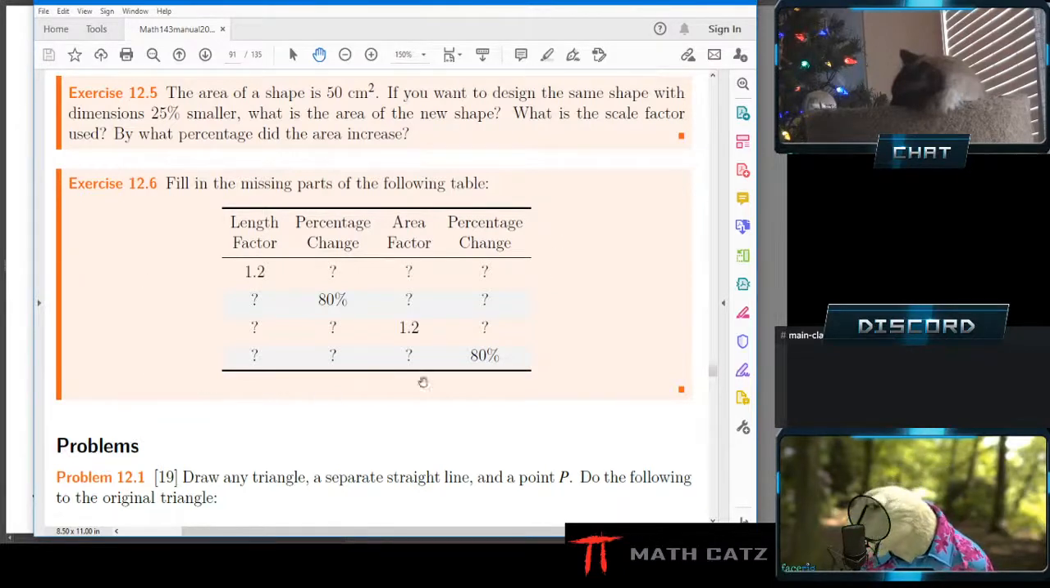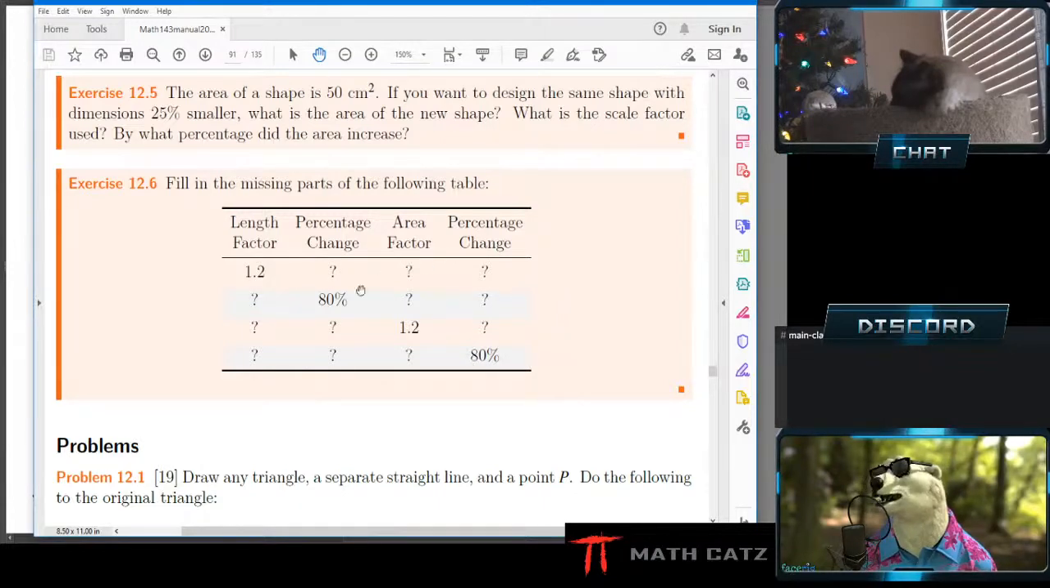So what's the point here? The point is just to have all the combinations of information, just in a table, forget the words. Different things could be given. I could be given the length scale factor as 1.2. Can I interpret that as a percentage change? It's going to be an increase, right? By what percentage? What's the corresponding area factor? What's the corresponding percentage change in the area? So each row in this table is its own question.